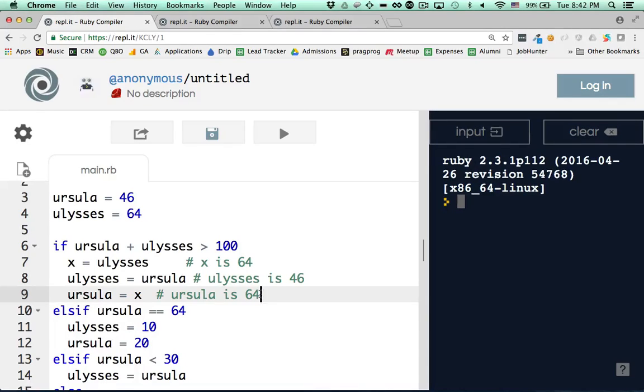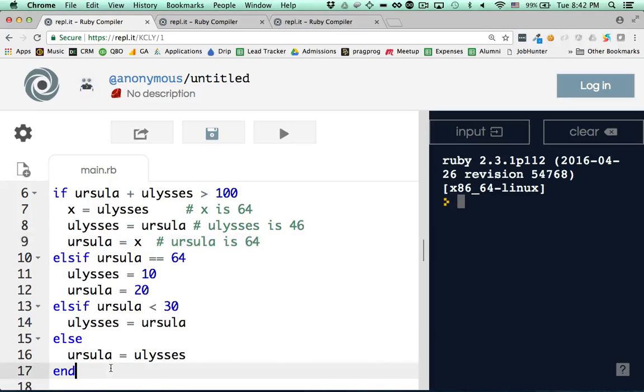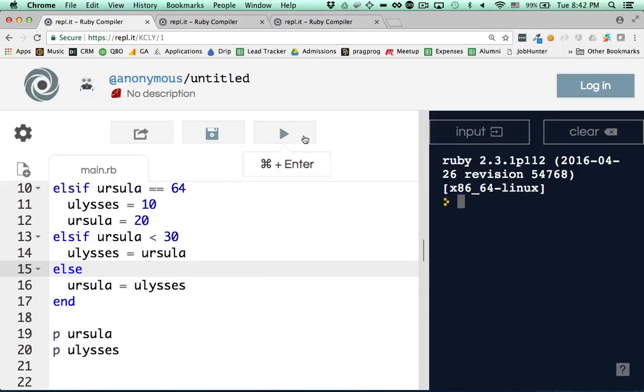Here's the key question: what line processes next? Yeah, it jumps to the end, because Ruby knows I don't have to look at any of this because I chose the one path. It's always going to be one path. I executed a path. That means I'm done with this whole if statement, and it jumps to the end. So when we print out Ursula and Ulysses, we'll get 64 and 46.